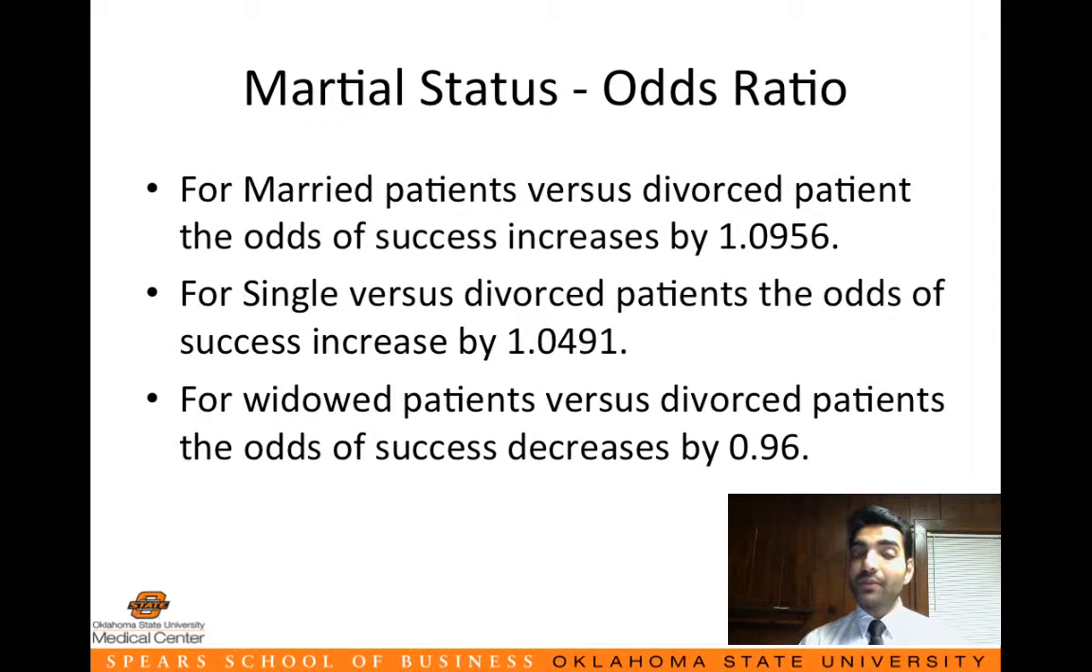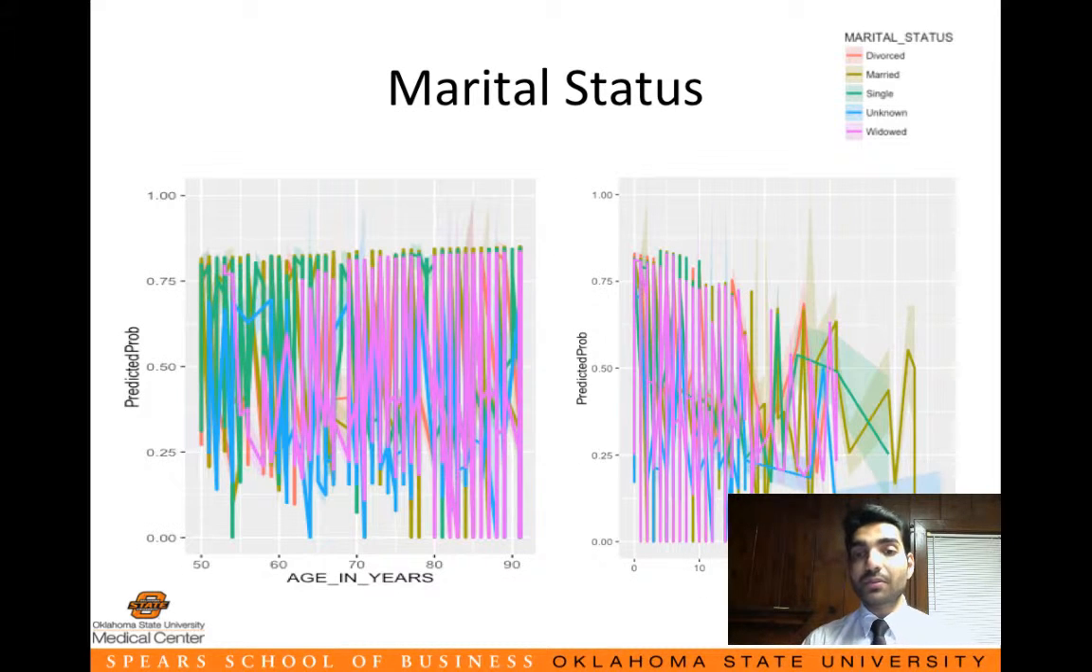The next important variable found by the model was marital status. Divorced patient is used as the baseline. For married patients, the odds of success increases by 1.0956. For single patients, the odds of success increases by 1.04, and for widowed patients, the success decreases by 0.96. Also see from the graph that married patients have highest predicted probability of being readmitted in 30 days.